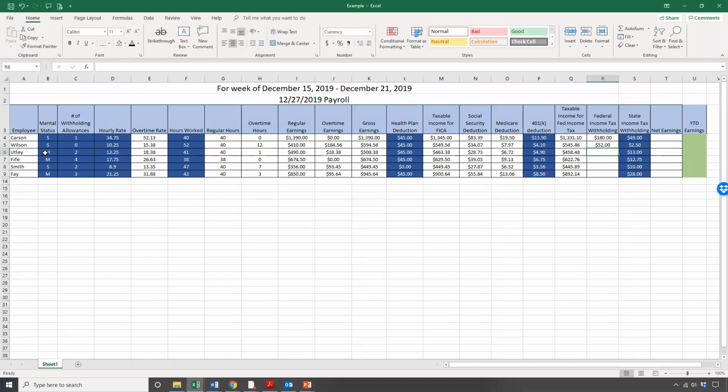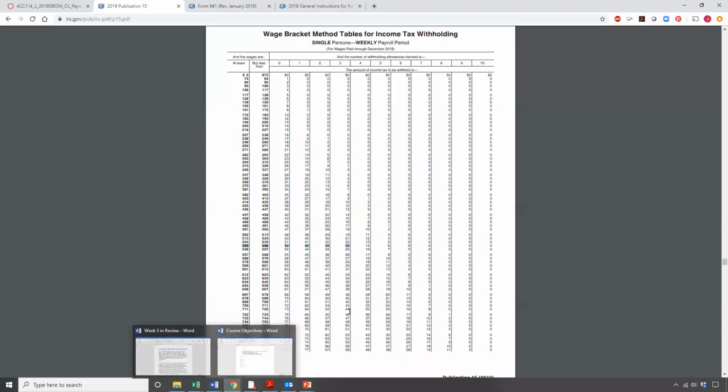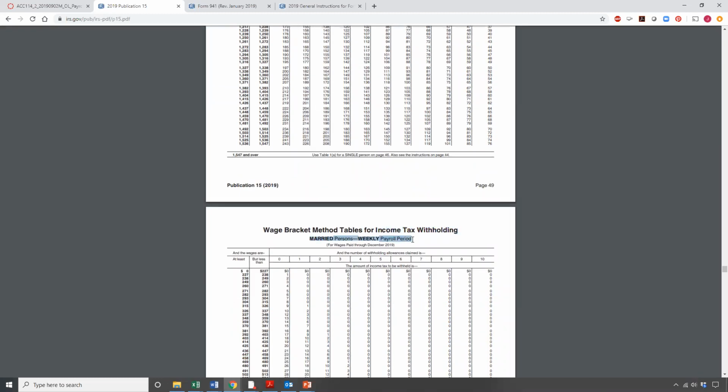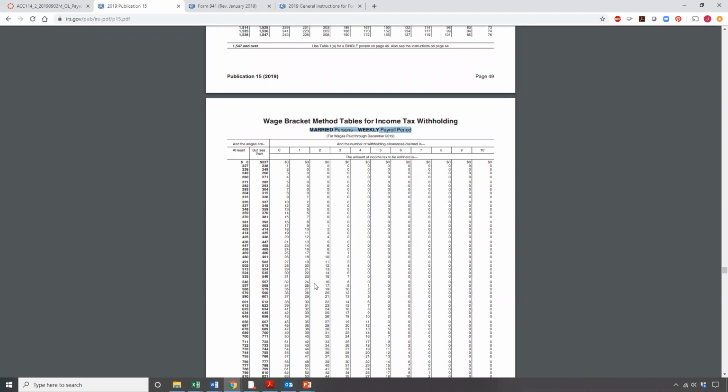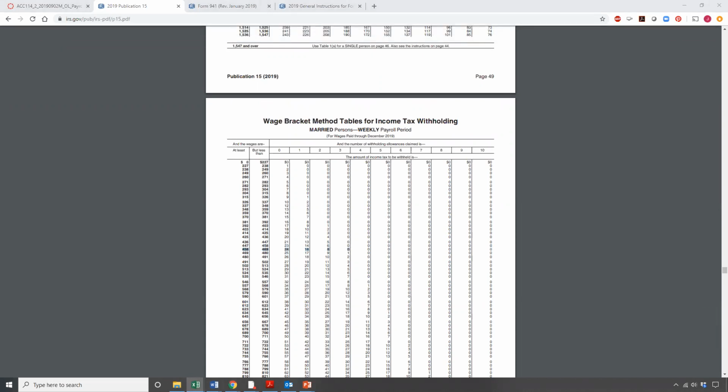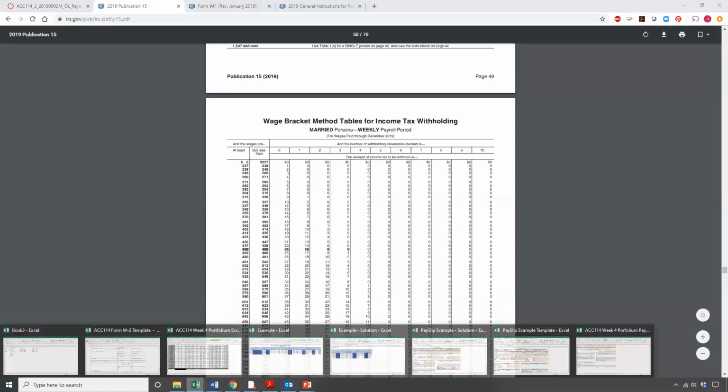Okay, next one is married, so we're going to change schedules, and they've got $458 of earnings. So let's go to our married, paid weekly. That's what we're looking for. And $458. Right here, sorry, $458. So this person had 2 allowances. So we're going to withhold that $8 that you see there on that person.